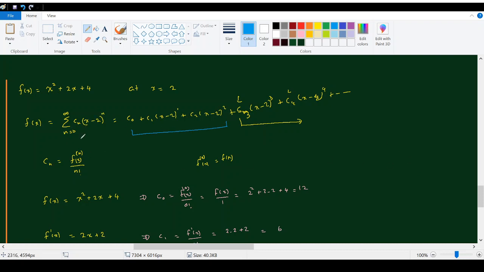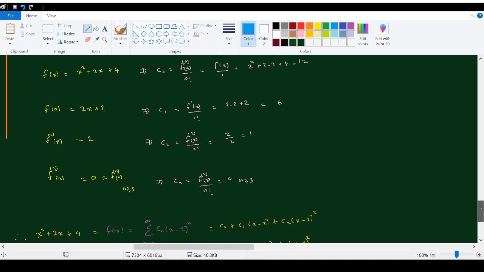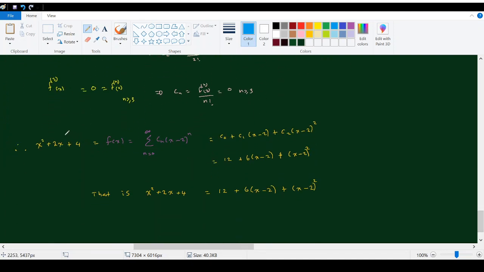So in our Taylor series expansion, we have a finite number of terms, right? So if we write down the expansion of this given original function, then it will be like this, right? So in fact, that means x to the power 2 plus 2x plus 4 is equal to 12 plus this one plus this term, right? Now keep this relationship aside and just try to solve this one separately.